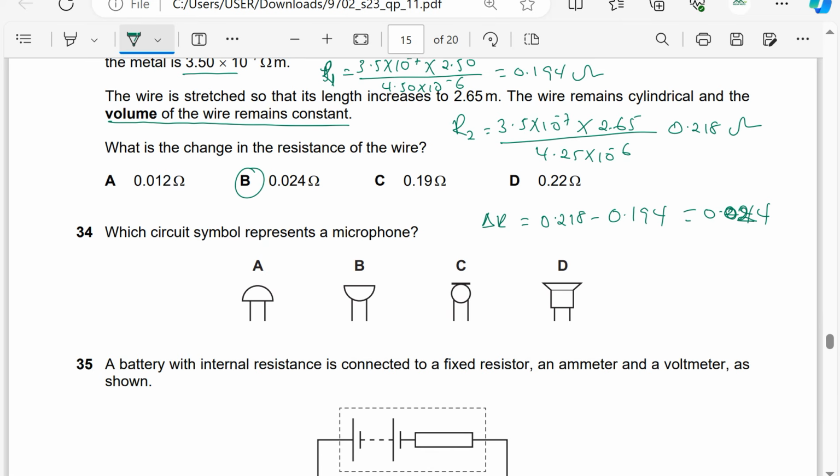Which circuit symbol represents a microphone? So this one I think is an electric bell. This one is a buzzer. This one is a microphone. This one is a loudspeaker.